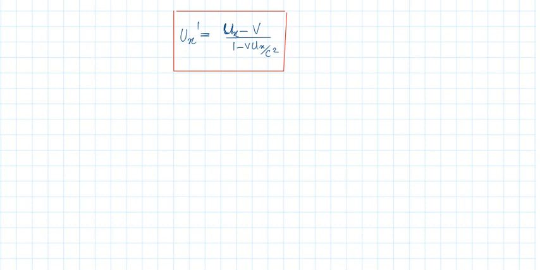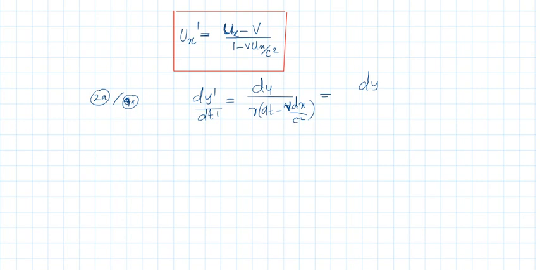Now the next step is equation 2a divided by equation 4a. That is dy prime by dt prime is equal to dy divided by gamma into dt minus gamma v dx by c square. Again divide numerator and denominator by dt. So dy by dt over gamma into dt by dt minus v dx by dt by c square.